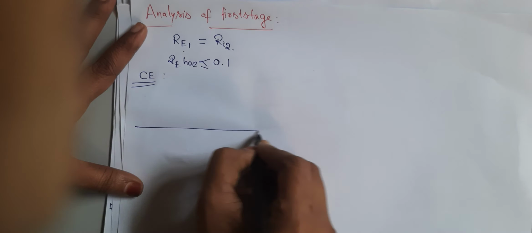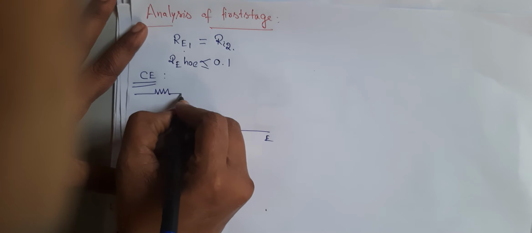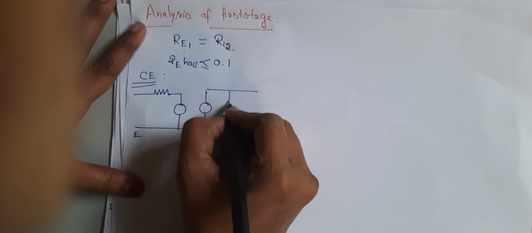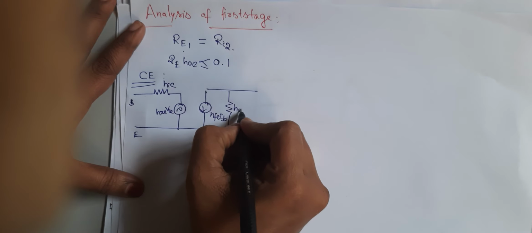First draw the CE configuration. CE means emitter is common, input is given to the base terminal, output is taken at the collector. HIE, HRE, VCE, HFE, IB, HOE. So this is the collector. So this is the common emitter configuration. For the Darlington pair, we follow the common collector configuration.